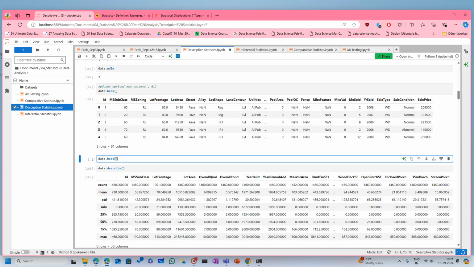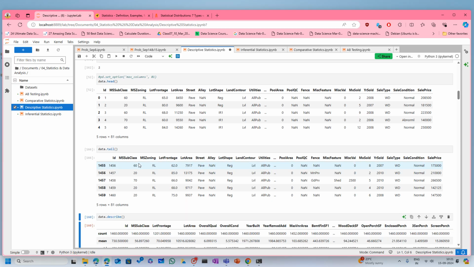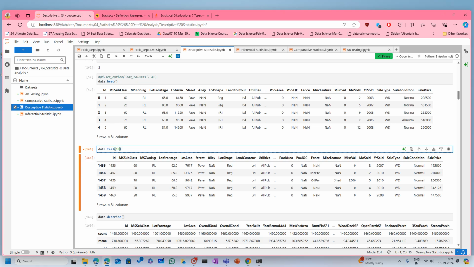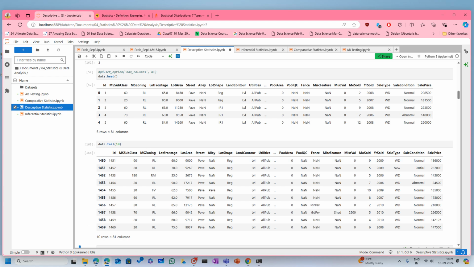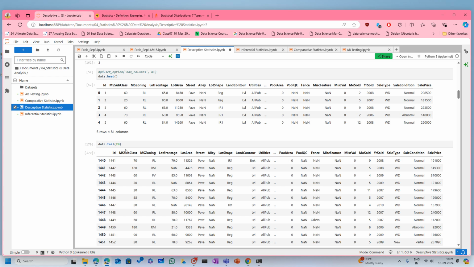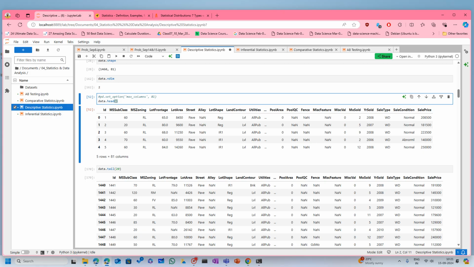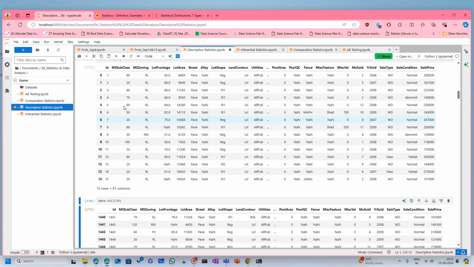Okay. Data.tail means it will read bottommost 5 rows. Notice the values here. It is reading 1455, 56, up to 59. Okay, last 5 rows are read. If you want to read last 10 rows, you can provide 10 also. Okay, if you want to read last 20, you can provide 20. So that way you can read last rows also. Same thing you can do for head also. You can provide 15 to read the first 15 rows.